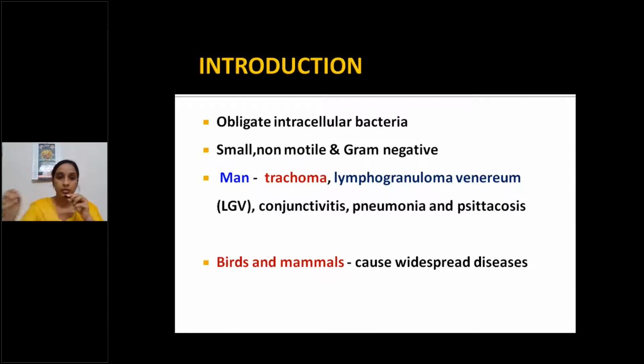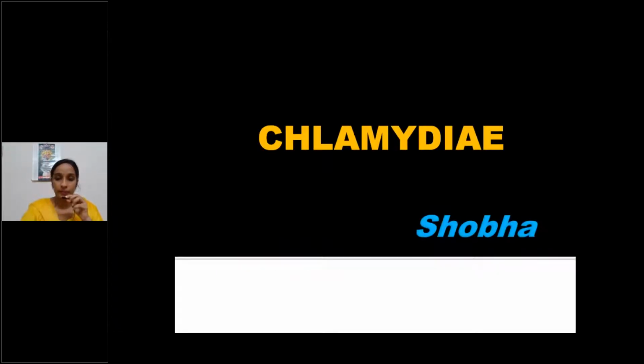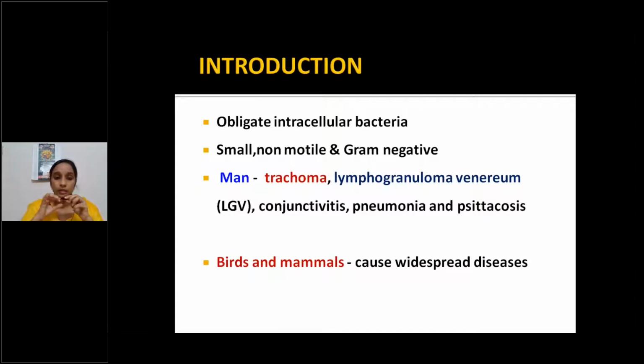Good morning, students. Today's topic, Chlamydia. This is a special type of bacteria. According to all standard textbooks, this is the last chapter in your systemic bacteriology. Why is this special? This bacteria exhibit viral as well as bacterial properties. Previously, this was under viruses. Then, after many researchers, this was reclassified into bacteria.